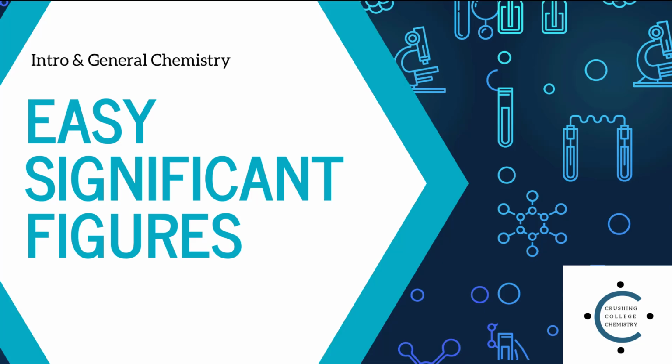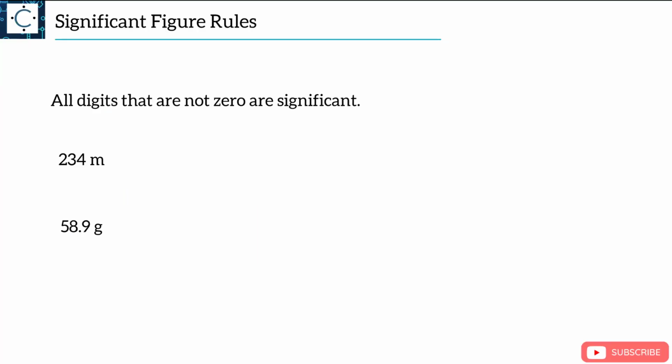Significant figures don't always have to be the bane of your existence in chemistry. Let's make them easy. First, all digits that are not 0 are going to be significant. This is your easiest rule. That means numbers 1 through 9 are always significant. Therefore, 234 meters has 3 significant figures, where I'm going to abbreviate significant figures or significant digits as SF.